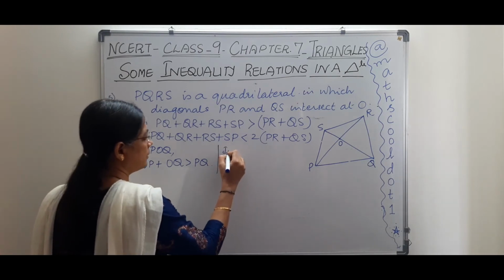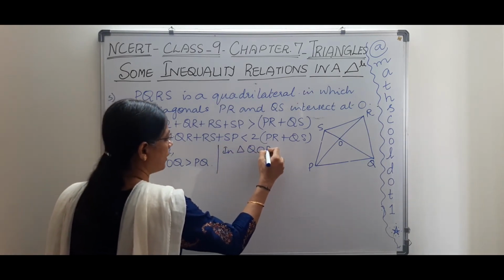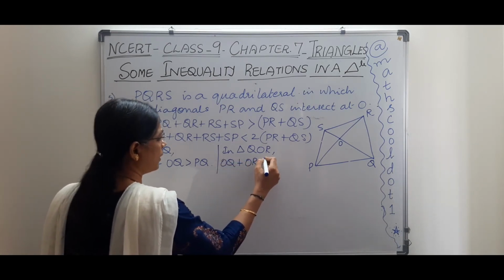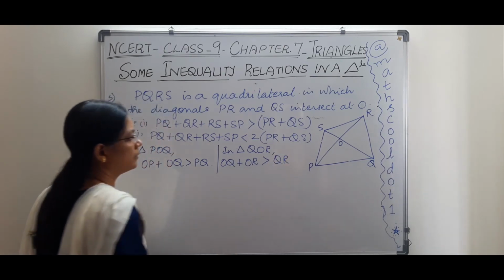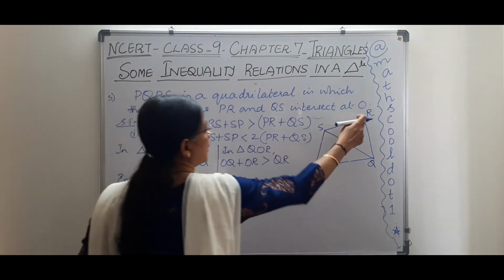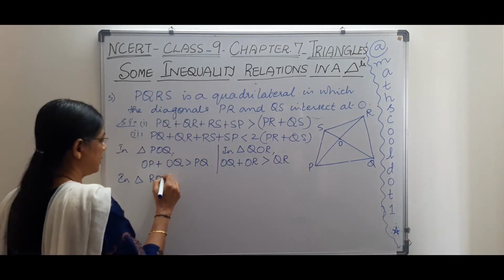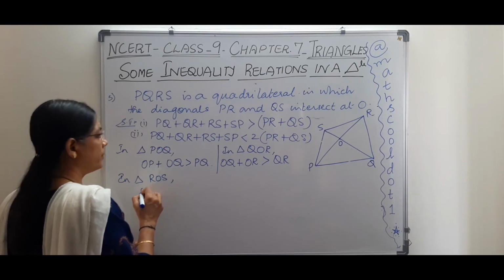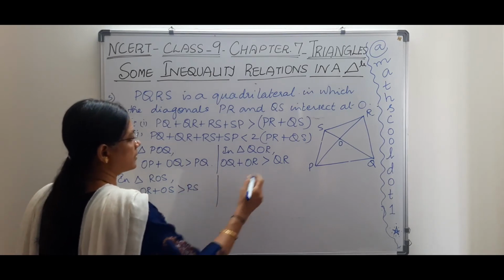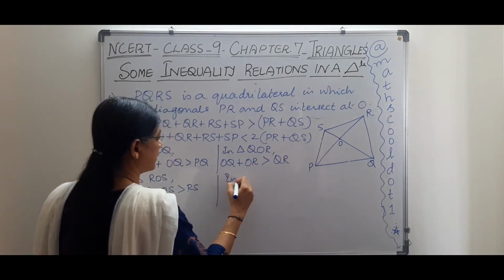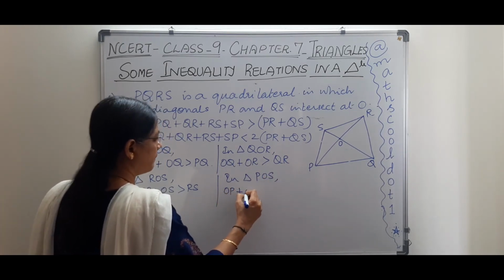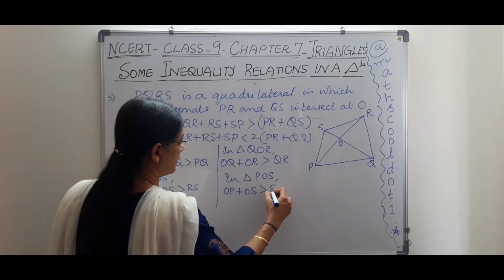Next, in triangle QOR, what do we have? OQ plus OR is greater than QR, right? Yes. Next, in triangle ROS, we have OR plus OS is always greater than RS. Next, we have triangle POS. What do we have? OP plus OS is greater than SP.